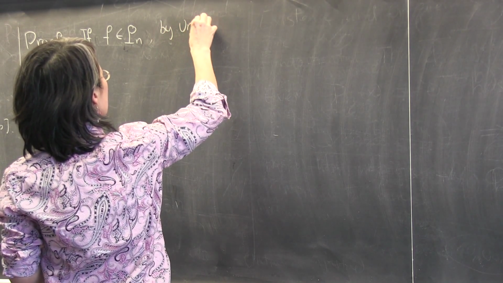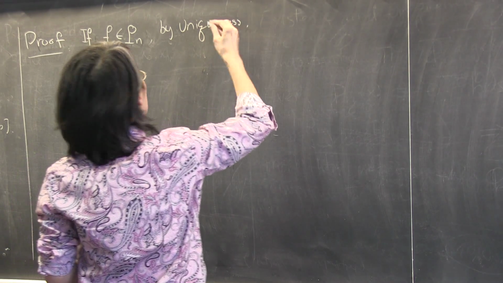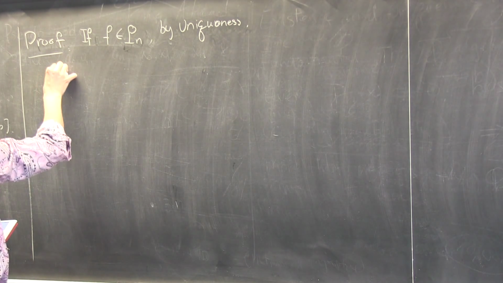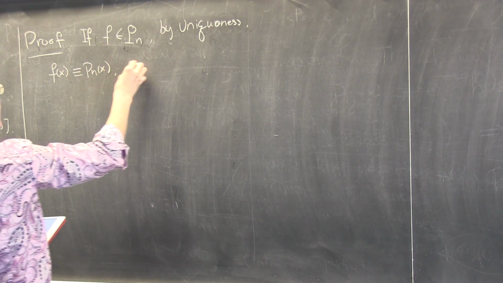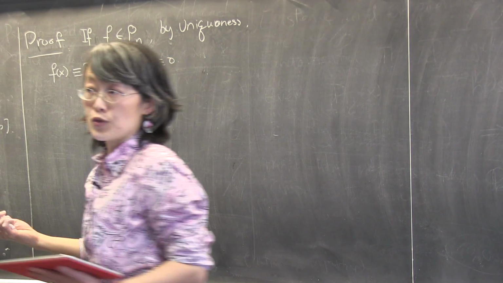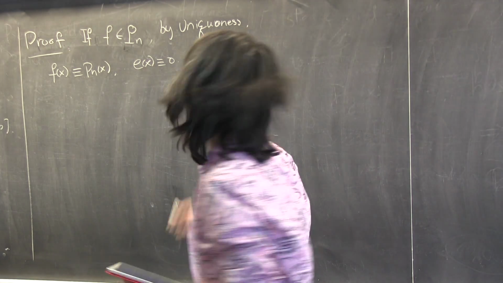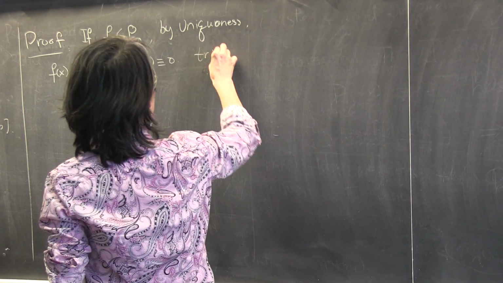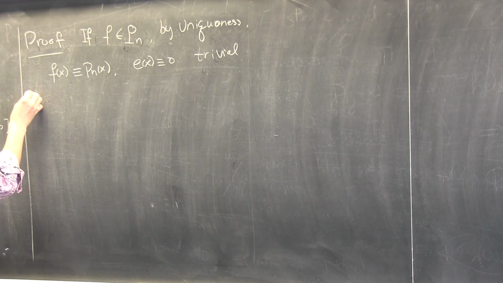By uniqueness, what do we have? We have f shall identically equal to Pn, right? And then the error is identically 0, and there's nothing to show. You get 0 equal to 0. The right-hand side is 0. It's trivial. Okay, so we do not consider that.